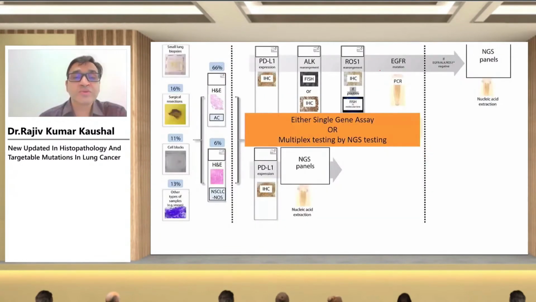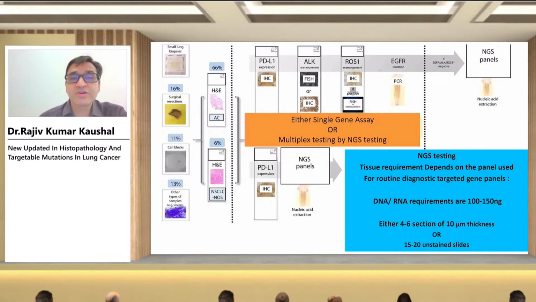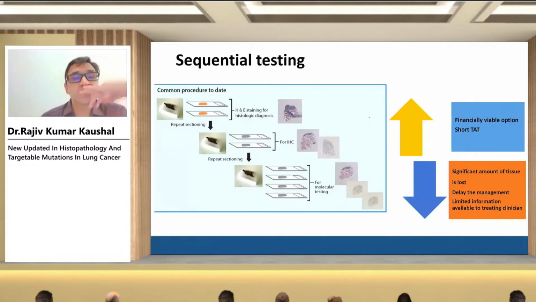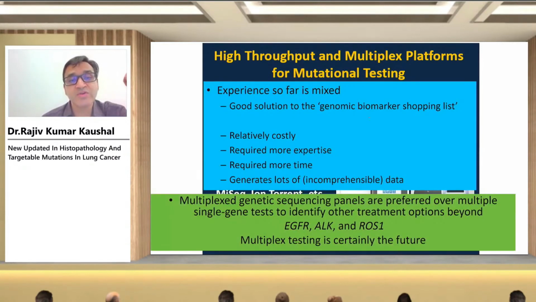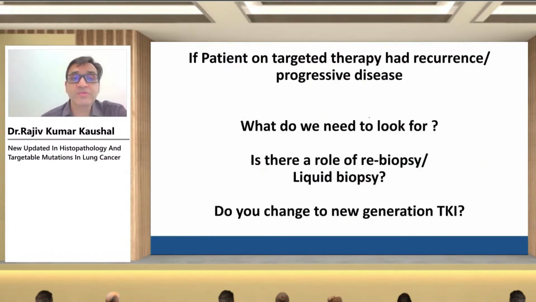So as you can see, all these tests need a lot of tissue. If you give us a good amount of tissue, we can perform n number of tests, and multiplex testing using NGS can give information about a lot of these biomarkers simultaneously. But the limitation is that it is expensive. Although it gives a lot of information, it is relatively costly, it needs more expertise, and it takes more time, so clinicians might not be ready to wait for it.